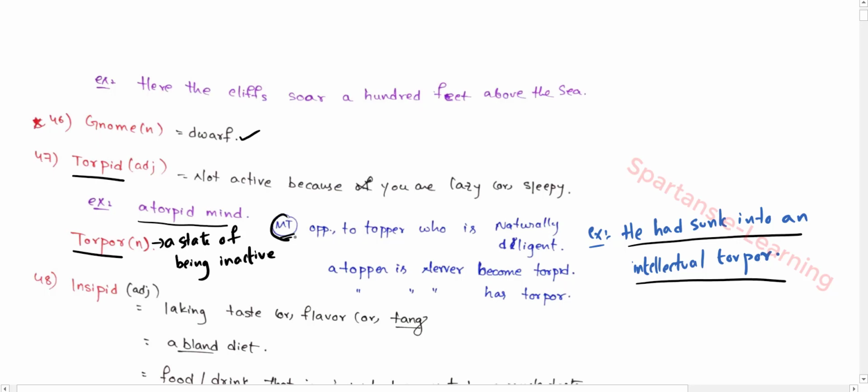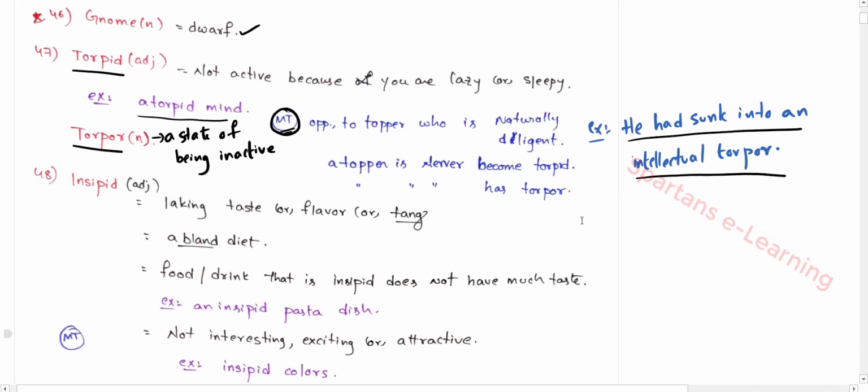So this is nothing but a memory trick. You can memorize this way as well. A topper is normally a diligent person, a hardworking person. A person opposite to a diligent person is an inactive person. So an inactive person can never become a topper, right? So torpor, torpid. That way you can memorize both the words.